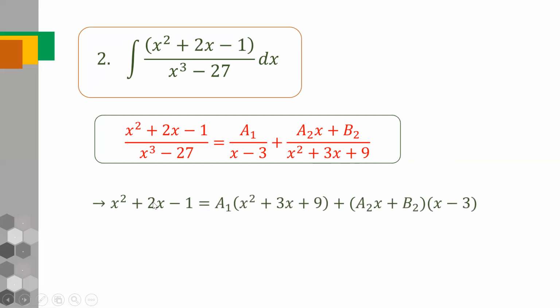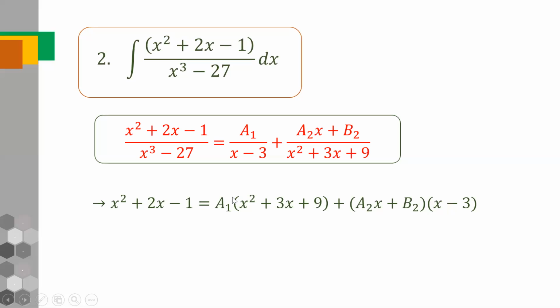So we proceed to our equation, which is the numerator x squared plus 2x minus 1 is just equal to a sub 1 times x squared plus 3x plus 9 plus a sub 2 x plus b sub 2 times x minus 3.